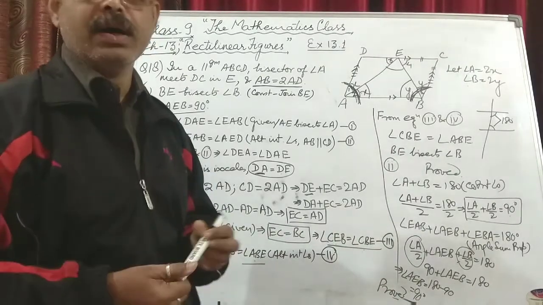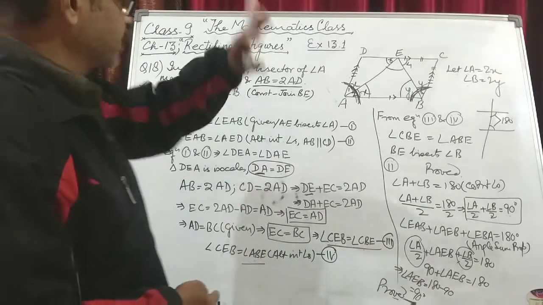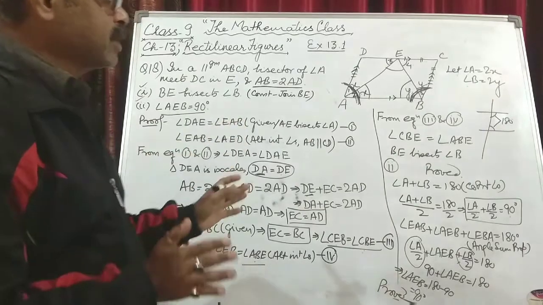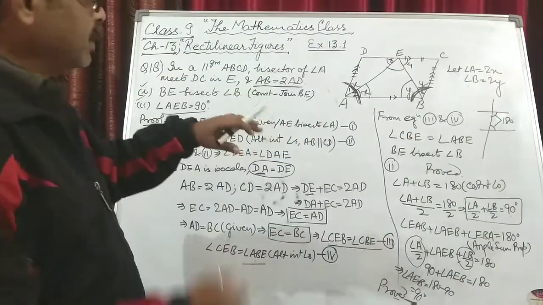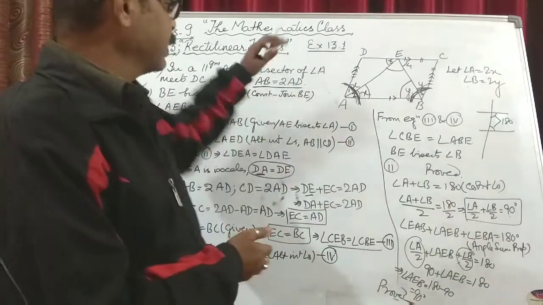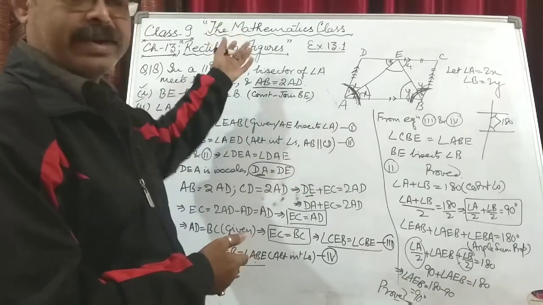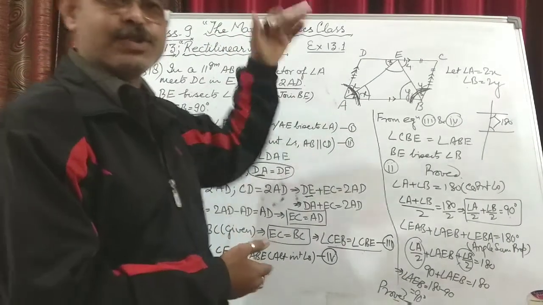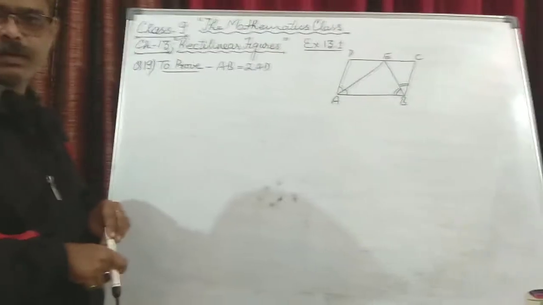Now we move on to the 19th question. The 19th question is just the reciprocal or converse of this question. Everything will be the same, even the diagram will be the same. Only what is given here will have to be proved in the 19th question, and what has been proved here will be given. Let's see how to do it.